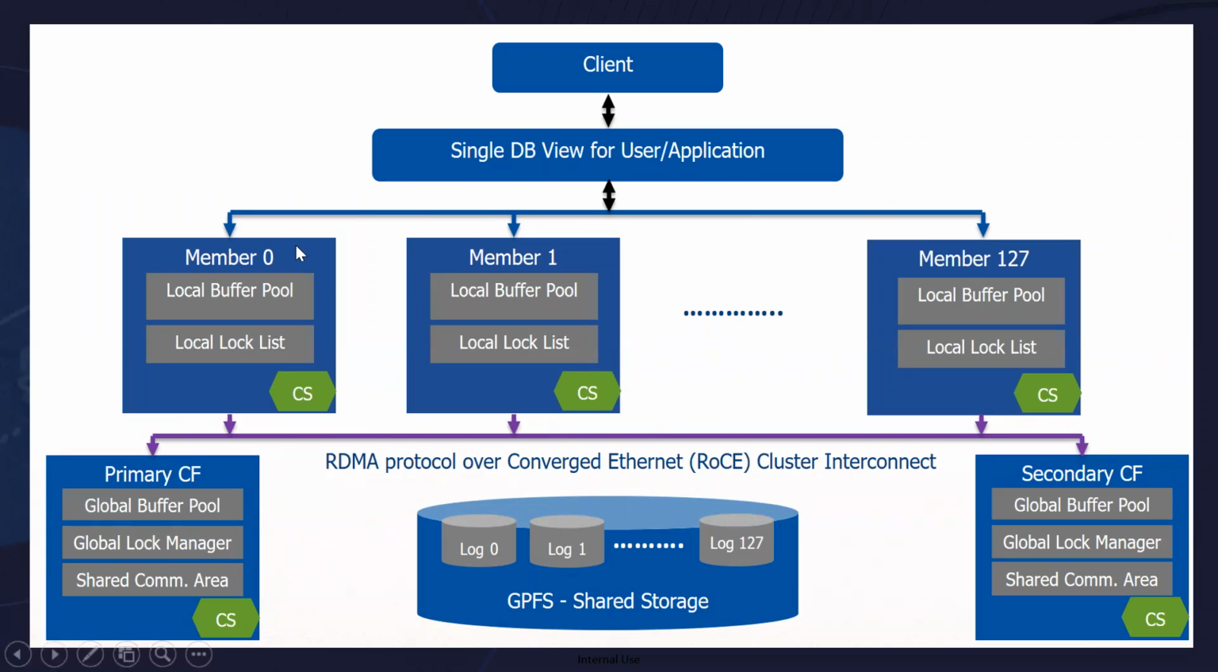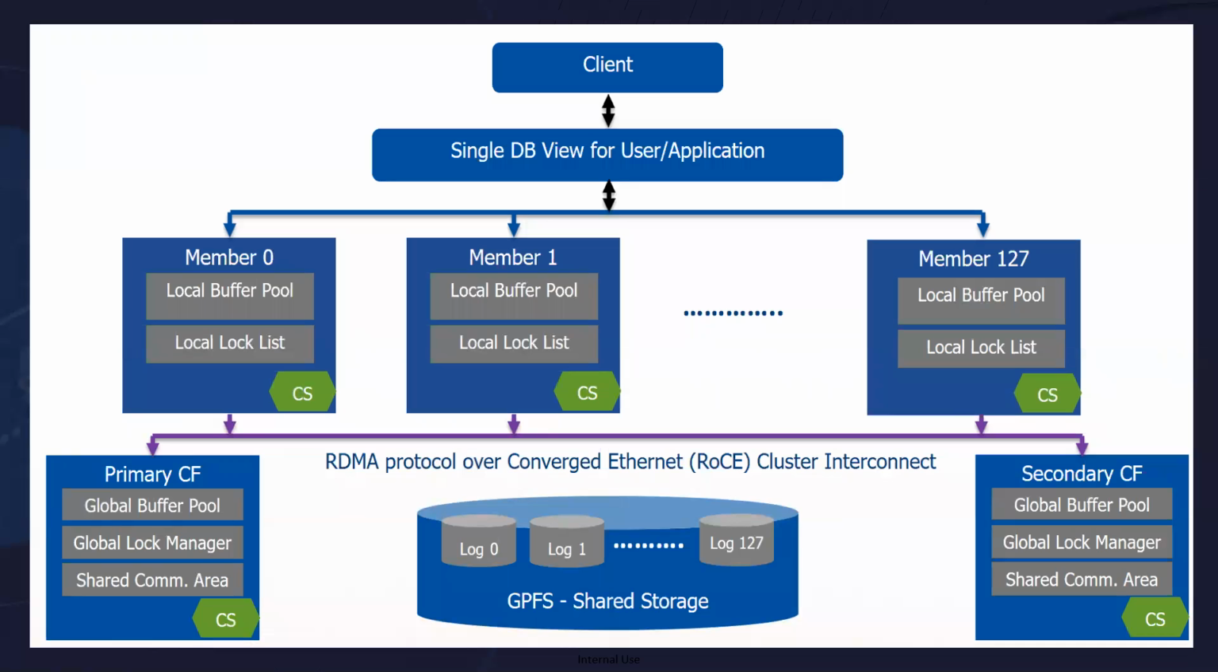Let's look at what a member is, or what a CF is. Because these two are very important concepts within pureScale, right? And as you see here, the log streams are a mapping between the number of members you have and the number of log streams you're going to get. So if you have 3 members, you will see 3 log streams: log 0, log 1, log 2. And if you have up to 127, 0 to 127, you will have 128 log streams.